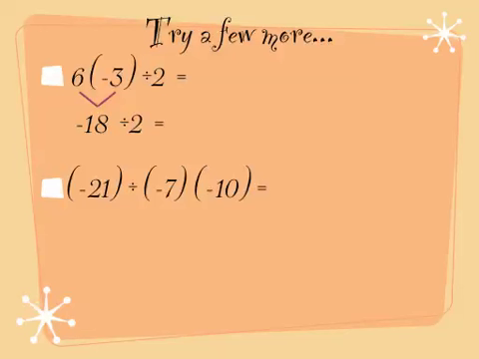Well, in this case, I have a negative divided by a positive, or different signs, so my answer is going to be negative, and 18 divided by 2 is 9.